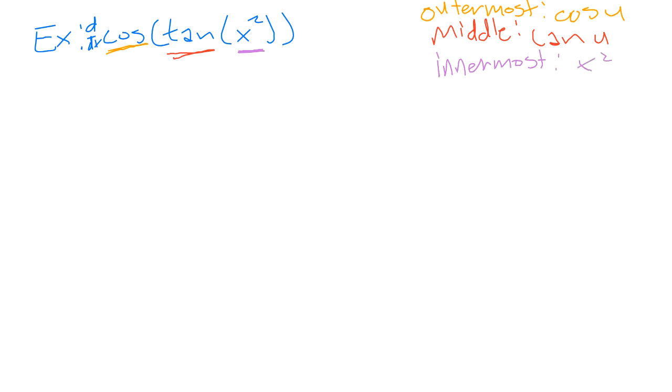So now let's go ahead and apply this. If we take the derivative of our outermost function, since our outermost function is cosine of u, the derivative is going to be negative sine of our u, which is going to be tangent of x squared.